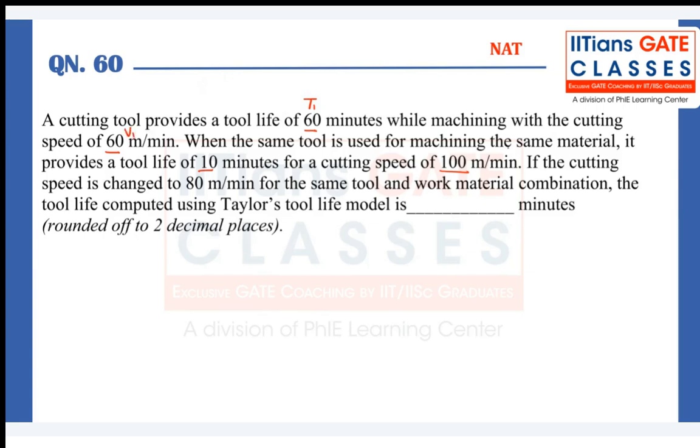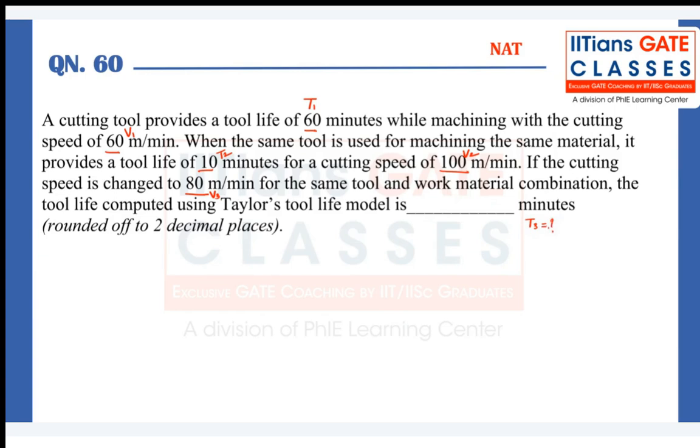When the same tool is used for machining the same material, it provides the tool life T2 at a corresponding cutting speed of V2. If the cutting speed is changed to 80 meters per minute for the same tool and work material combination, the tool life computed using Taylor's tool life model is? The equation is very clear. Here it is V3. What we need to find is the tool life in minutes, that means T3.